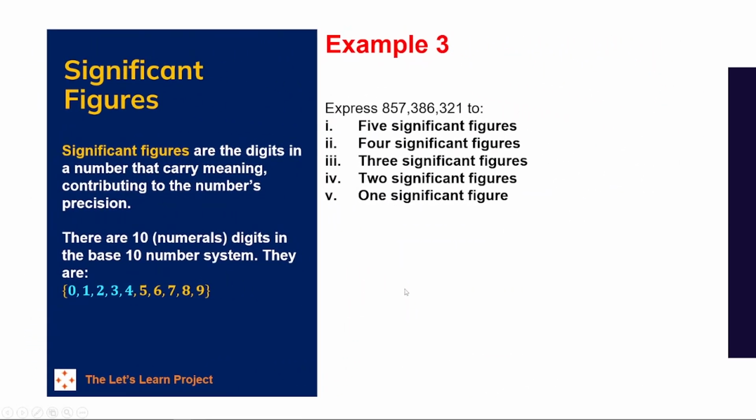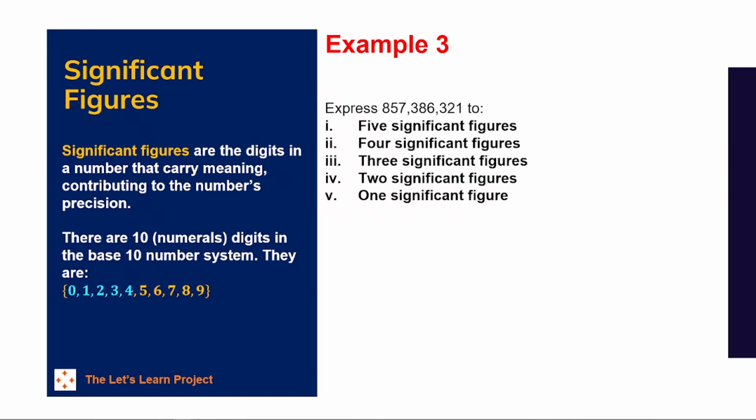So let's look at this example. We have 857,386,321. Firstly, we are to express it to 5 significant figures. So 5 significant figures means that we have to first count from the digits with the highest value, which is the 8. So we count 8, 5, 7, 3, 8. So we have gotten our 5 significant figures.